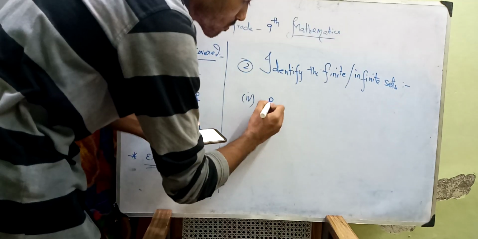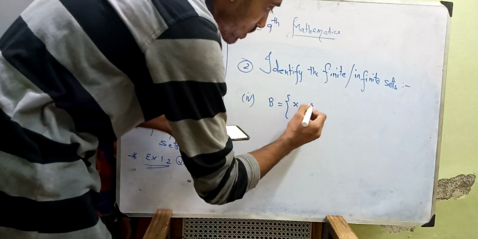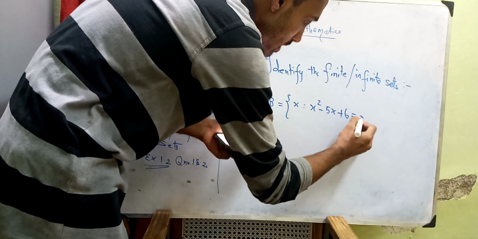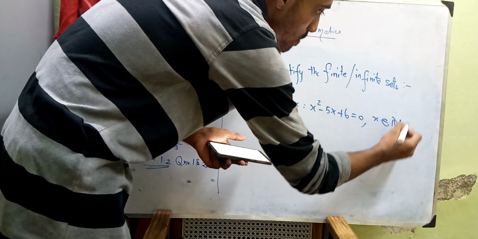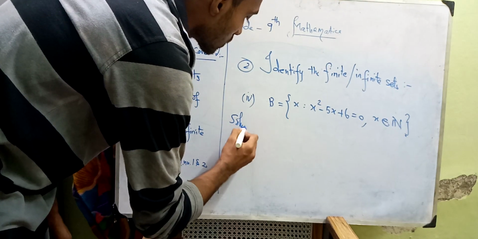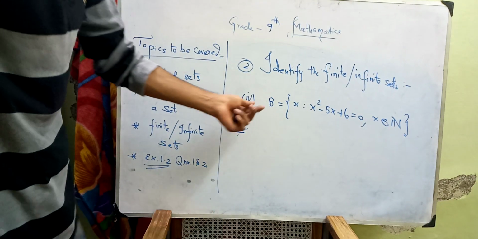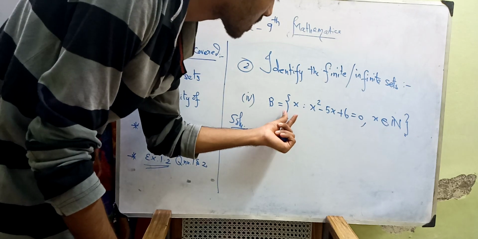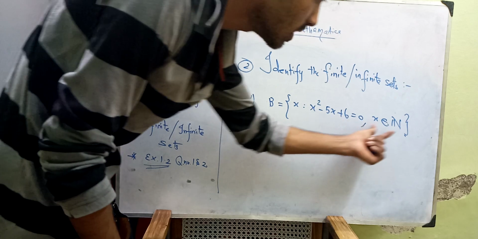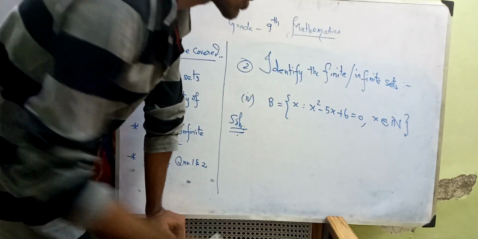I would like to say the fourth question. B equal to x such that x squared minus 5x plus 6 equal to 0, x belongs to natural numbers. Okay, so let us go for this solution. First of all, the given set is the set of all x. X has some collection, so that collection is this one, and x is taken from natural numbers.